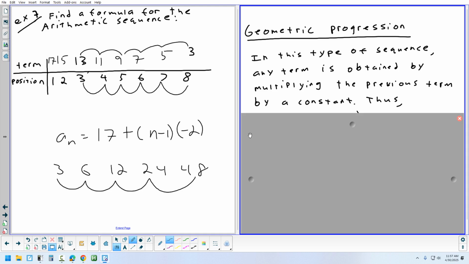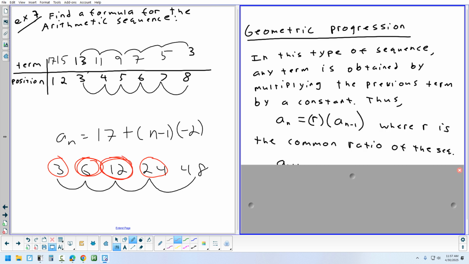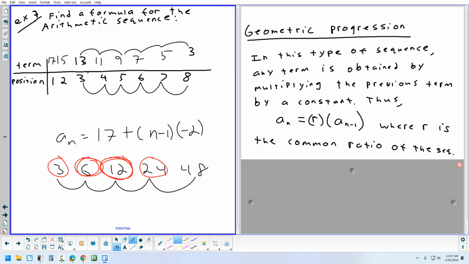And the way you can figure out what you're multiplying by each time is take any term in the sequence and divide by the one that comes before it. What's 12 divided by 6? 2. What's 6 divided by 3? 2. 24 divided by 12? 2. It's always going to come out to 2. And when a fraction always comes out to the same thing, that's called a ratio. Ratio is a fraction. So if you take any term and divide by the one that comes before it, and it comes out the same, then you have a geometric sequence.